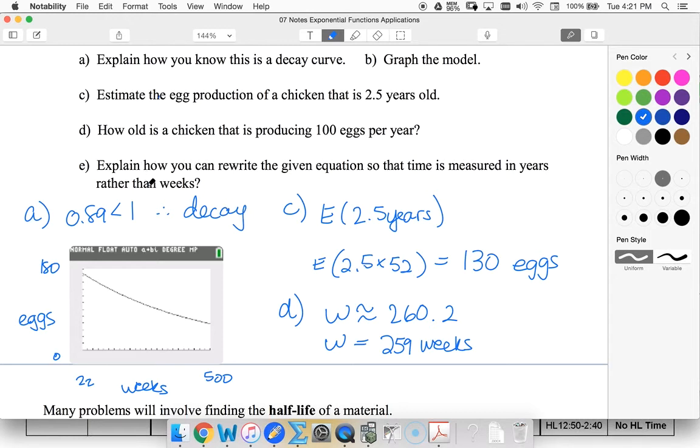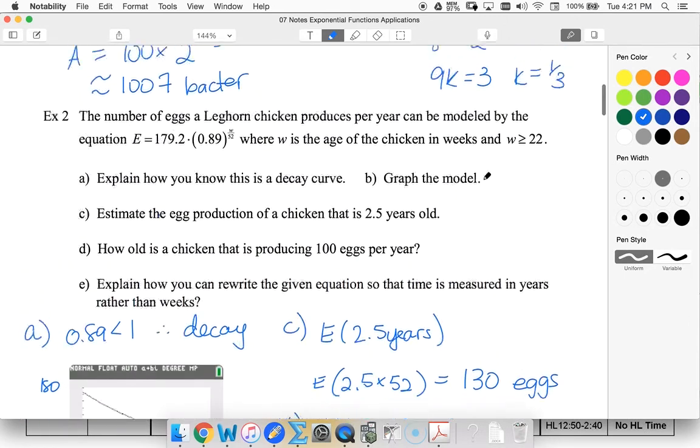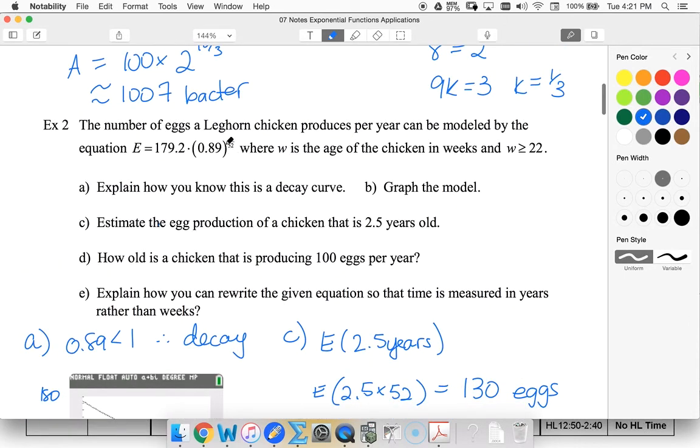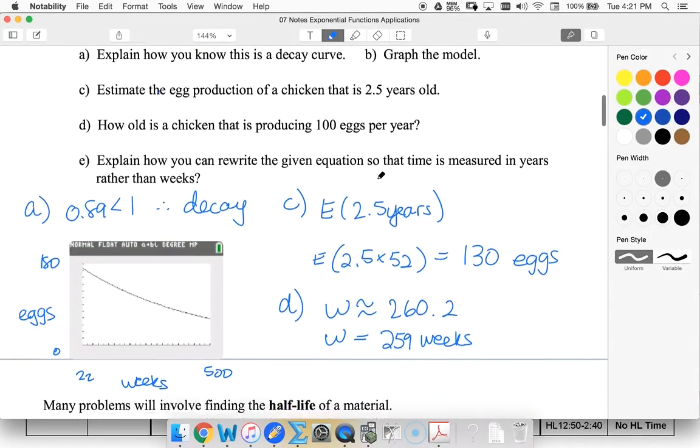All right, rewrite the equation so time is measured in years. Well, notice I had to convert my years by multiplying by 52. Well, notice up here, I divided by 52. So if I wanted to convert so it was written in years, I did 2.5 times 52 and then divided by 52. So if I just got rid of this divide by 52, then I would have an equation that was measured in years.